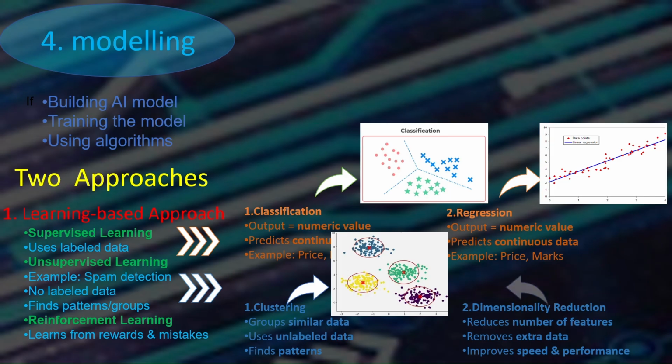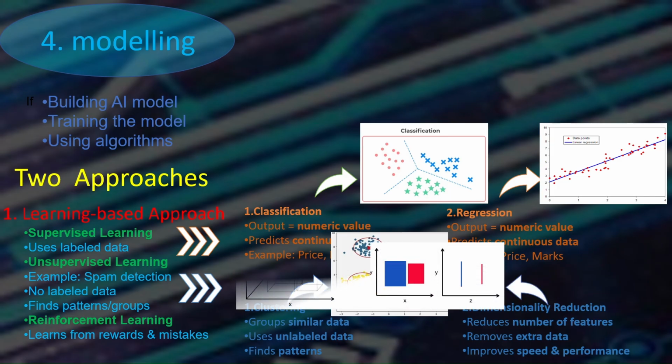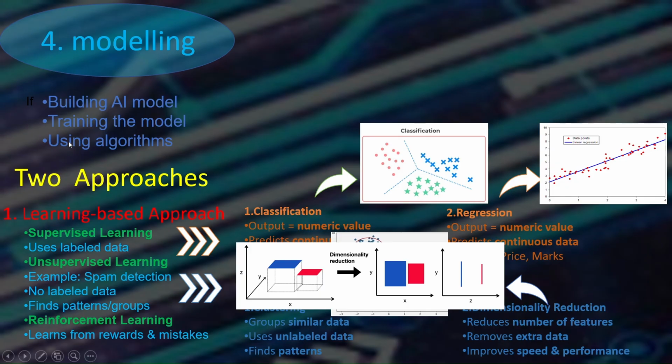Next, another one is dimensionality reduction in unsupervised learning. It also works on unlabeled data. Clustering uses unlabeled data, and dimensionality reduction also uses unlabeled data. Dimensionality reduction is nothing but reducing the dimension to get more information. Suppose there is a 3D object, it just reduces it to a 2D object.